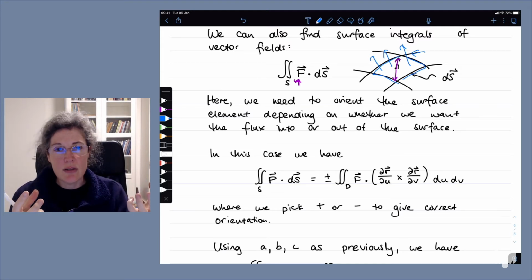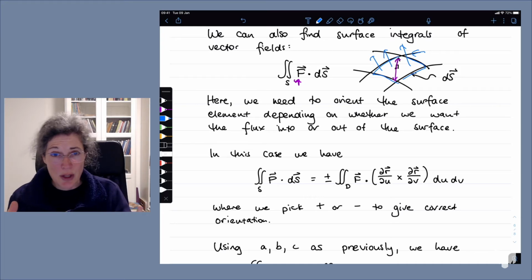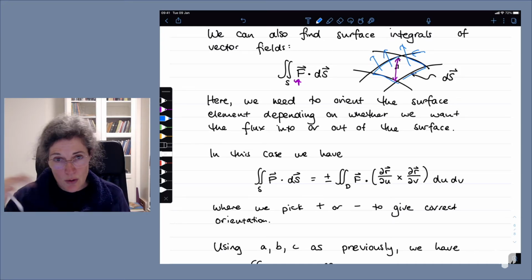So there isn't a quick answer to this. You just have to read the question and figure out which way it's going. But we'll do an example and you'll see.